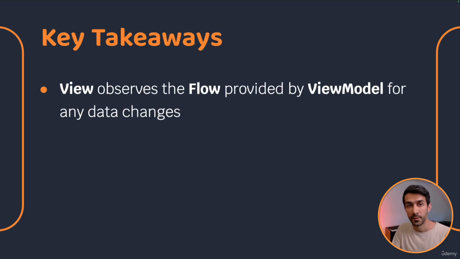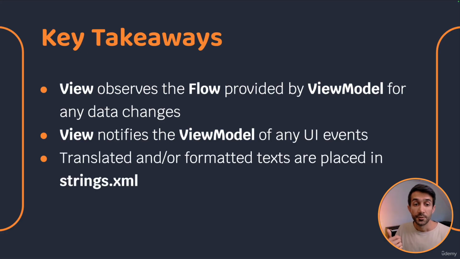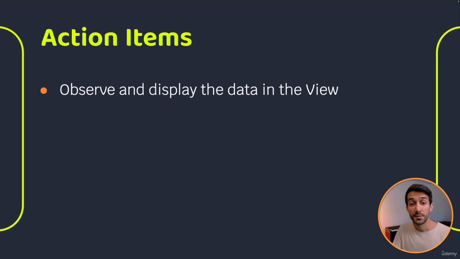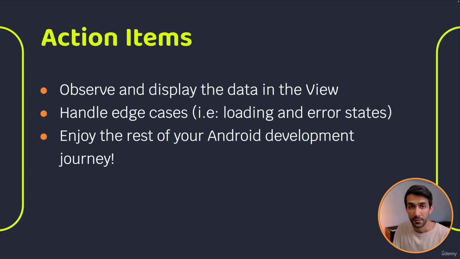And with that being said, the key takeaways of this lesson is that View observes the flow provided by the ViewModel for any data changes. View notifies the ViewModel of any UI changes. Translated and/or formatted texts are placed in the strings.xml file. And the action items for this lesson: observe and display the data in the view, handle the edge cases like loading and error states, and most importantly, have fun and enjoy the rest of your Android development journey.